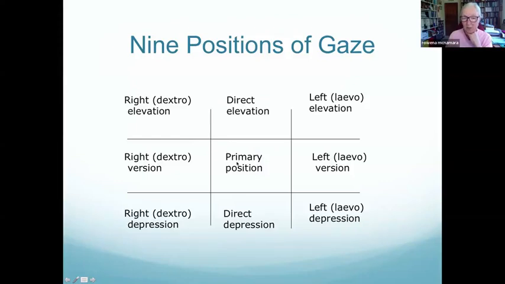We do the cover test in the primary position, and then we do the cover test looking in each of these 9 cardinal positions. If there's no muscle weakness and no muscle palsy, whatever phoria or tropia you find in the primary position should stay the same in each of the 9 cardinal positions of gaze, and we would call that concomitant. That just means that the squint stays the same wherever you look.